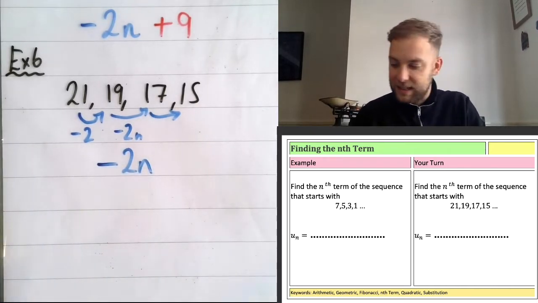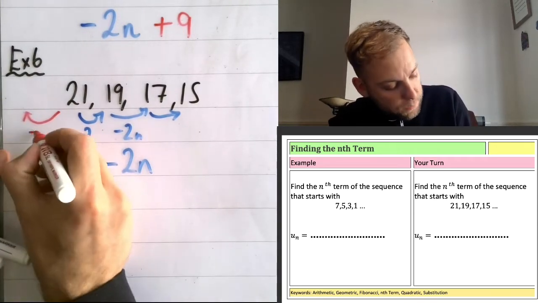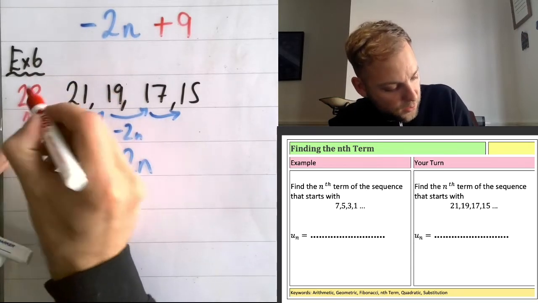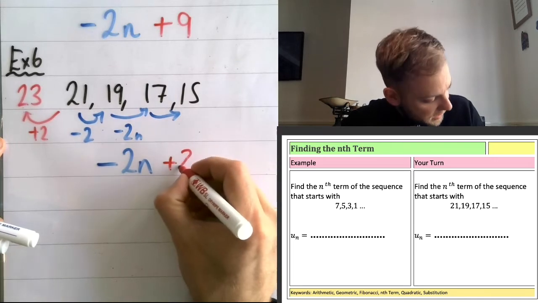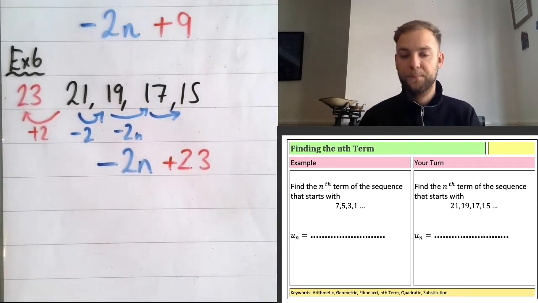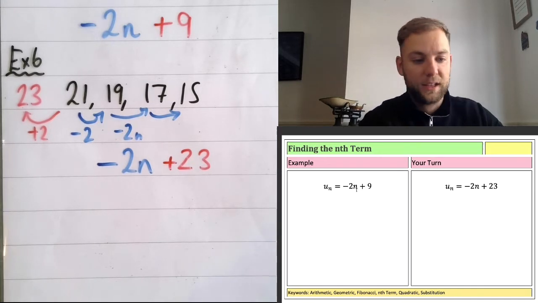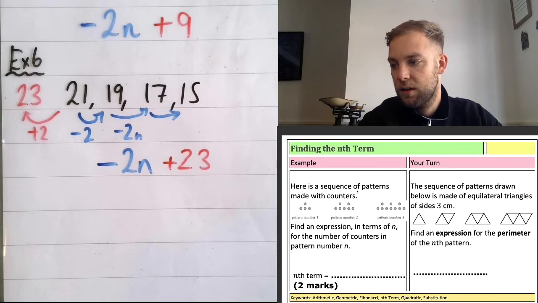And then what's my 0th term? Well, I do my 0th term, I go in the other way here, which is plus 2. So that's going to be equal to 23. So minus 2n plus 23. Super. Brilliant. So that's those two questions done. I feel as if we are flying through these today. Just check those. Brilliant. They were both U of n questions. Alright.